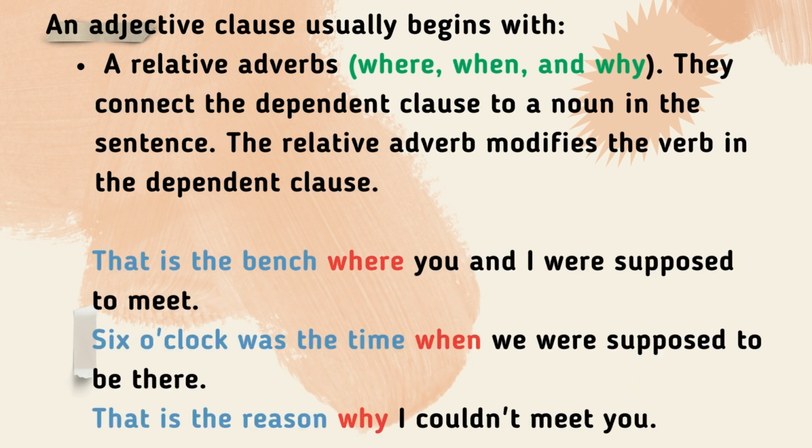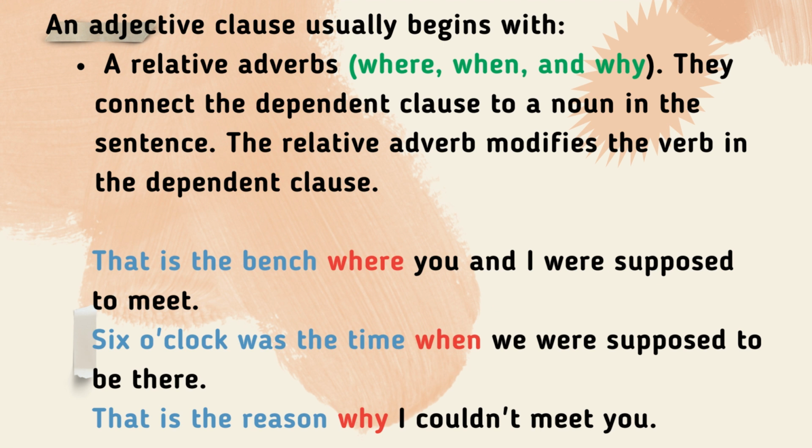They connect the dependent clause to a noun in the sentence. The relative adverb modifies the verb in the dependent clause, such as, that is the bench where you and I were supposed to meet. 6 o'clock was the time when we were supposed to be there. That is the reason why I couldn't meet you.